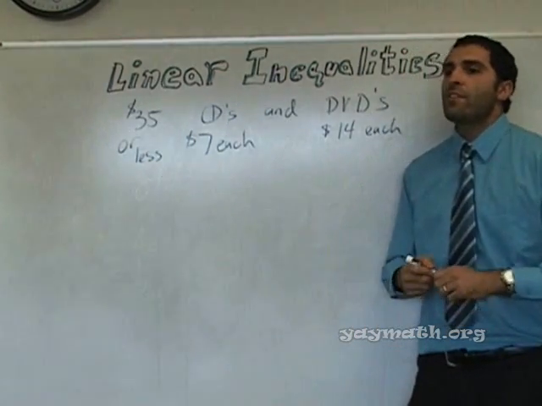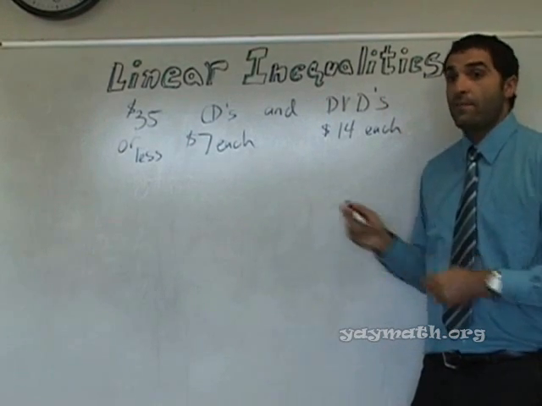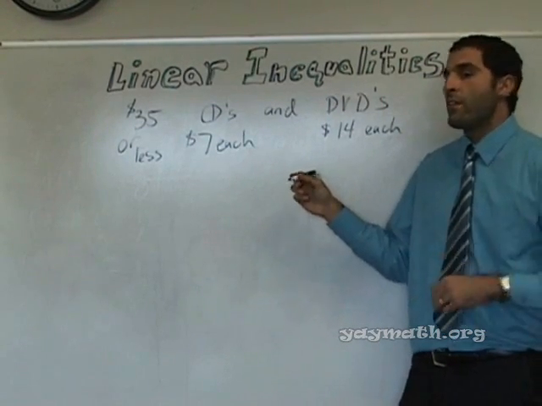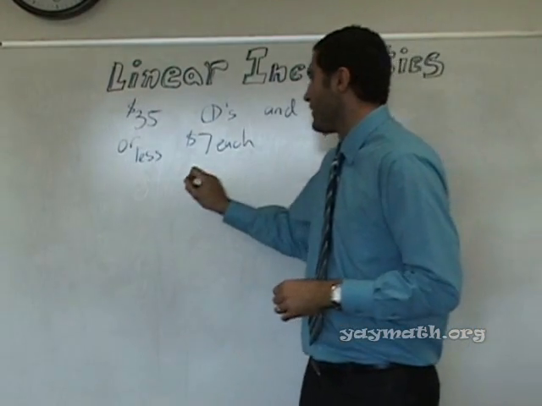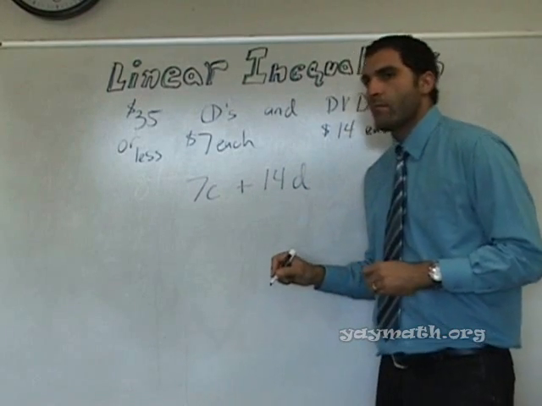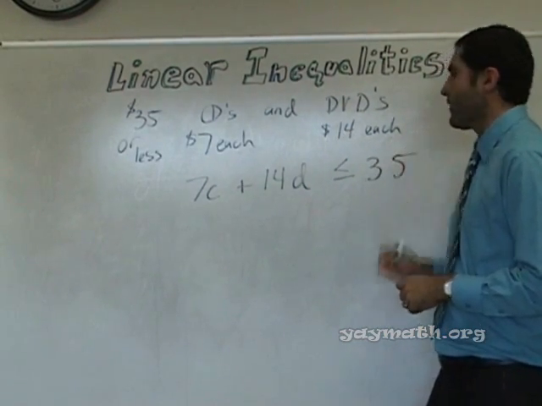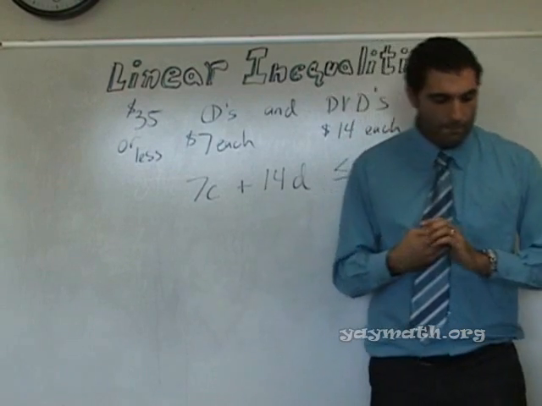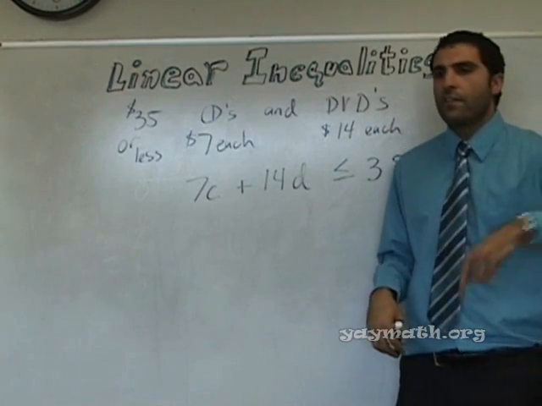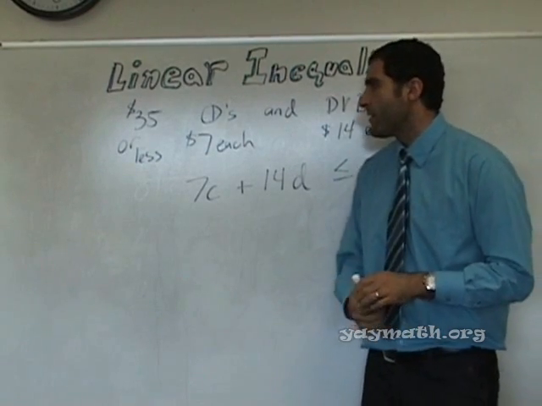So let's come up with an inequality to represent this. We already made one. So let's see if we understand it. What is the one written on your paper? 7C plus 14D equals 35, but I'm gonna say less than or equal to 35. They didn't say equal. Later on the page, it'll say less than or equal to, so you're good. You understand the concept.